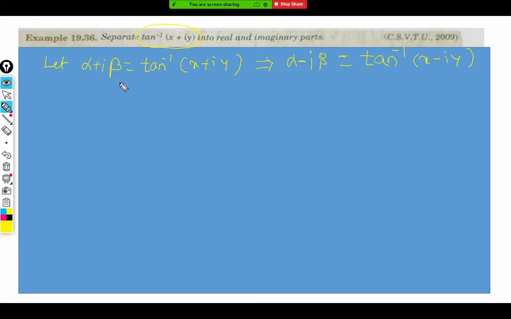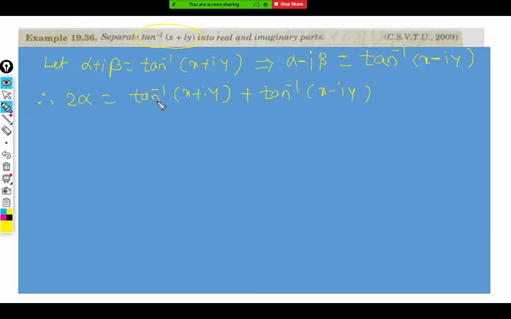So whenever alpha plus i beta is tan inverse of x plus iy, alpha minus i beta is tan inverse of x minus iy. So this minus sign comes on both sides there. Now it is easy to get alpha and beta. We get 2 alpha is tan inverse of x plus iy plus tan inverse of x minus iy, because we are adding these two equations together.